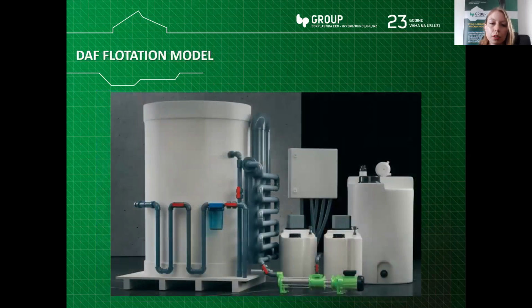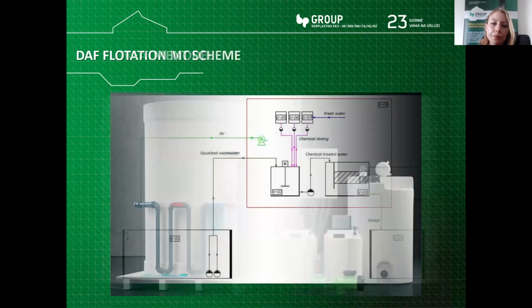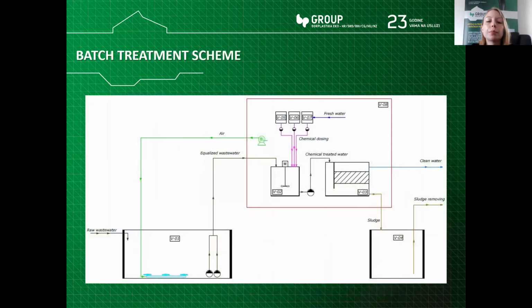On this picture we can see one DAF flotation module. You can see the pipe mixer, chemical containers, and of course the flotation tank. The other possibility to treat wastewater is batch treatment. The DAF flotation is continuous treatment, and this is discontinuous. Of course, the name says so.